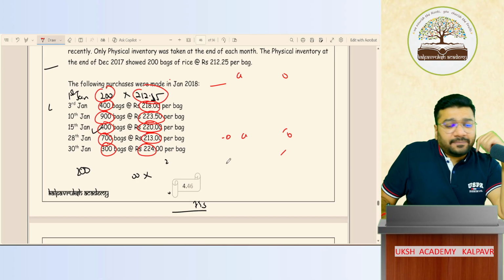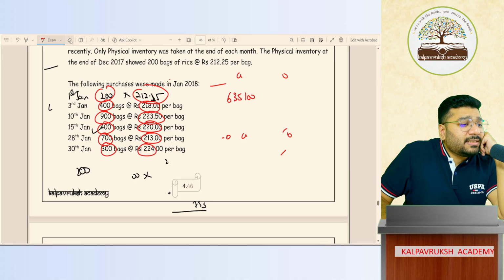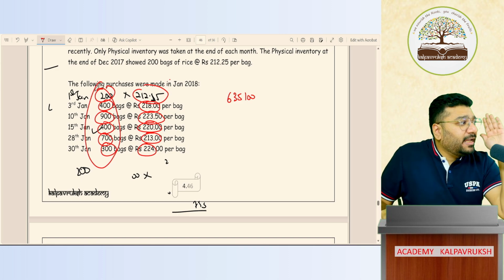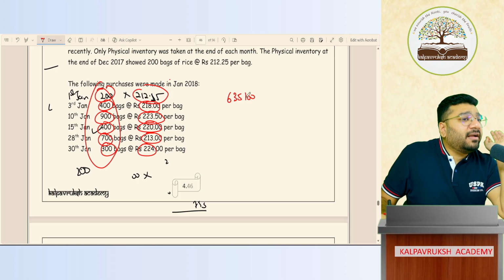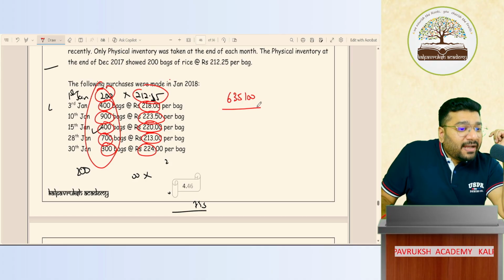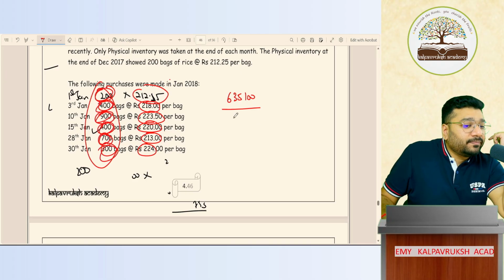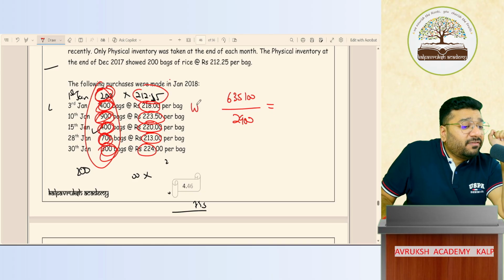MRC. 6 lakh 35,100. What does this mean? This is the total purchases, including opening and current, all added together, and the cost is 263,100. Got it, not in total. Total cost divided by total bags. How many total bags? 200 plus 400 plus 900 plus 400 plus 700 plus 300. Total bags how much? 2,900. Now this rate that you get is called the weighted average rate.